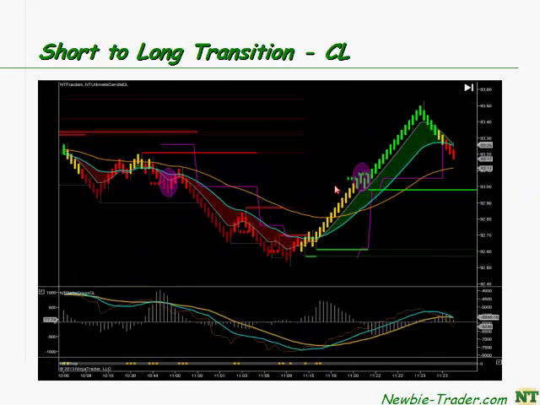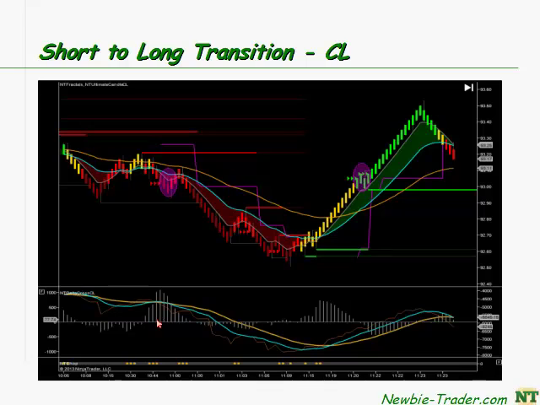Here would be an example of crude oil. You have a short in crude. This is a short to long transition in crude. Your trailing stop comes down. Your candles rotate through your colors. You finally get green. Here you get a long signal. You push up, and you can see the trail follow the market up, and then we stop out.